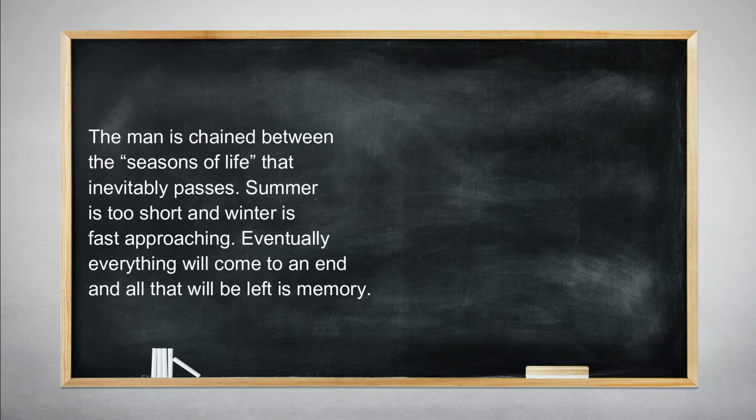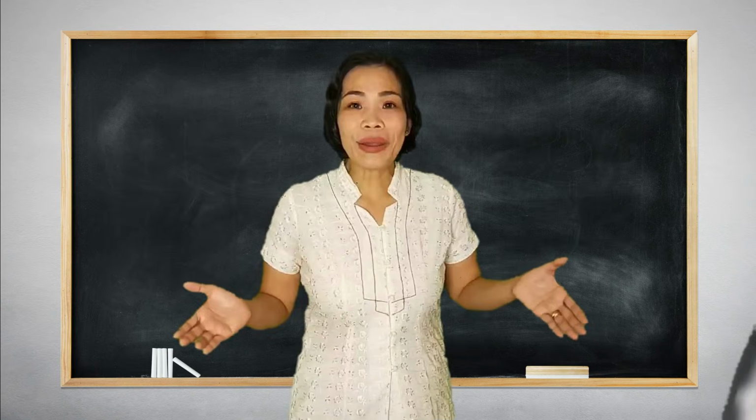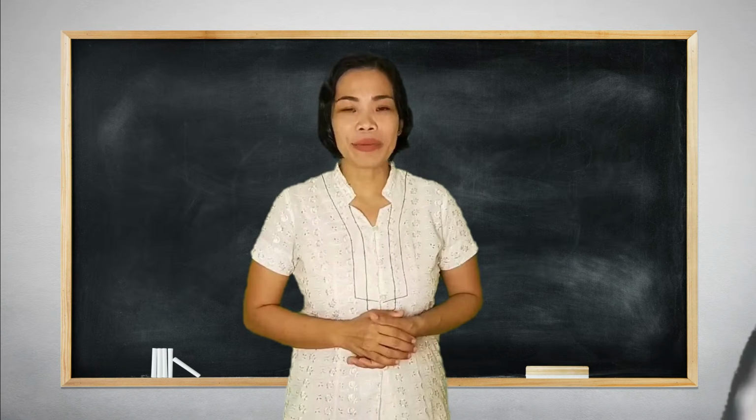The first stanza may be interpreted as man being chained between the seasons of life that inevitably pass. Summer is too short and winter is fast approaching. Eventually, everything will come to an end and all that will be left is memory. Or it could be interpreted as the current physical and mental state of the poet. The warmth of summer is represented as the happiness and joy of the poet, while the winter signals a cold and dark time. There you have it, the structuralist literary approach.